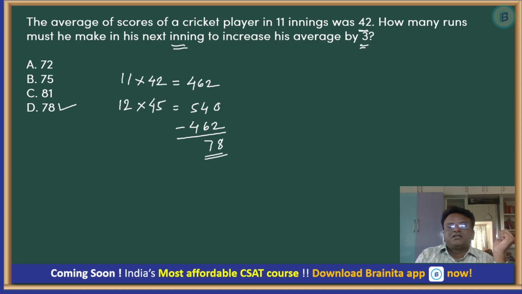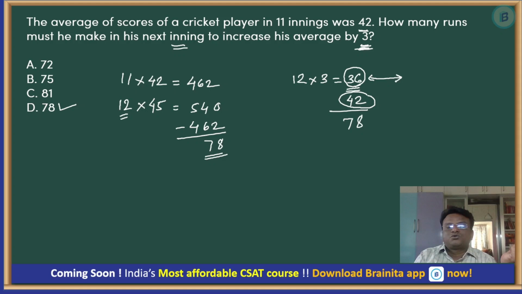To increase his average by 3, and by that time his innings will be 12. So for the contribution to the increase of average, he has to score 12 into 3, 36 runs, right? So to increase the average by 3, whatever his average was, he has to score 36 more than that average. The average was 42, right? And he has to increase the score by 36 to increase the average by 3. So his score in the 12th innings would be 36 plus 42, 78. So this is the original average. This is the additional runs that he has to score to take that average up by 3 in 12 innings.